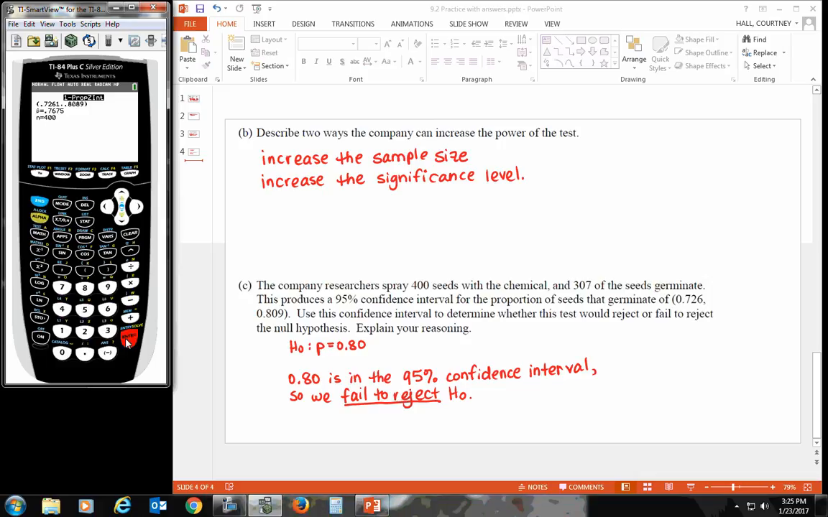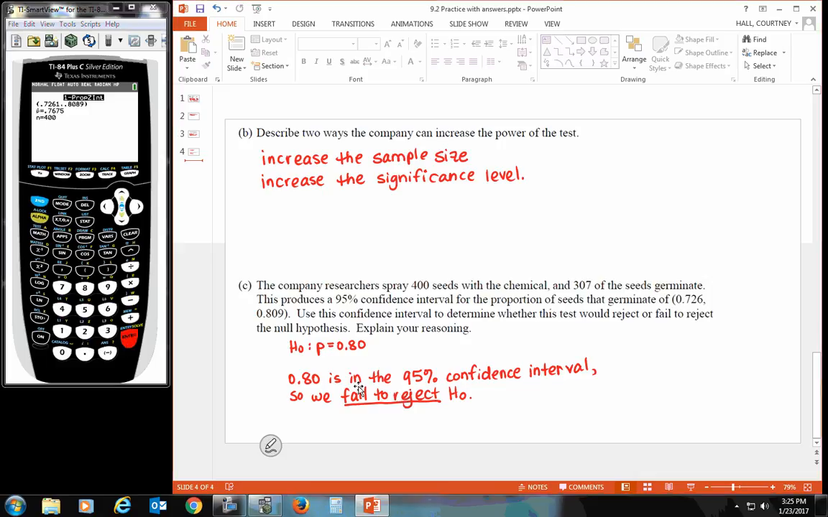Yes, it does. If it falls in the interval, you fail to reject. If it's outside of the interval, then you reject. It's that simple when given a confidence interval. So remember that if the hypothesized claimed proportion is within your interval, then you fail to reject. If the hypothesized claimed proportion is either lower than your interval or higher than your interval, then you have to reject the null hypothesis. So where it says explain your reasoning, the way I started out is my explanation.